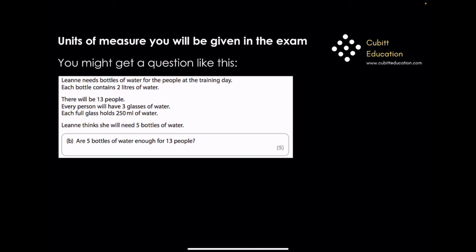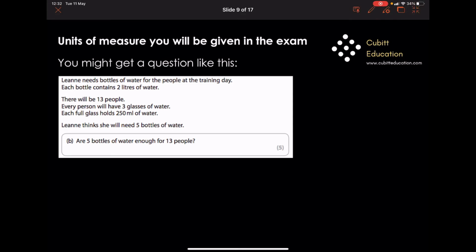Leanne needs bottles of water for the people at the training day. So she's obviously having a training day and she needs some bottles of water for this. I'm just going to highlight as we go. Each bottle contains 2 litres of water. There will be 13 people and every person will have 3 glasses of water. Each full glass holds 250 ml. Okay. Leanne thinks she will need 5 bottles of water. Are 5 bottles of water enough for 13 people?